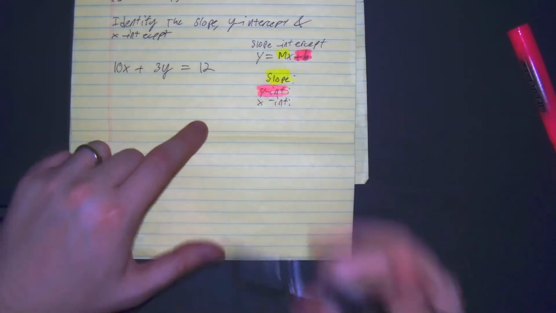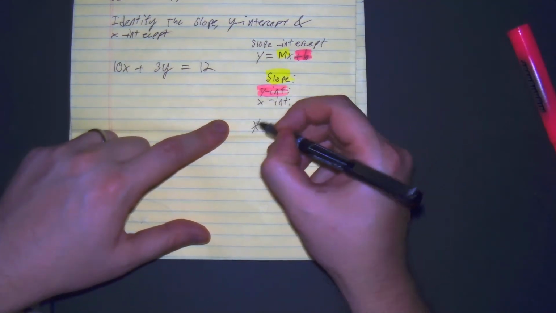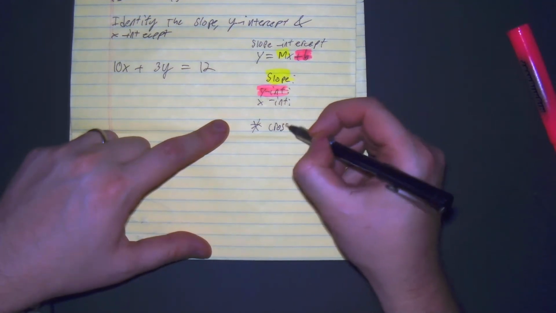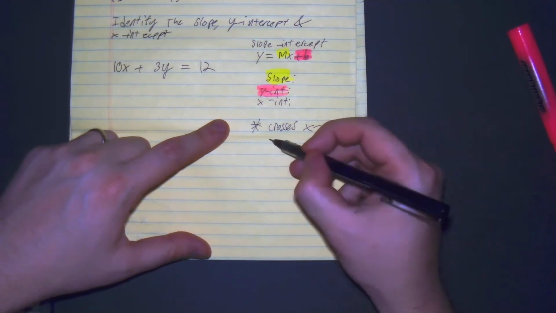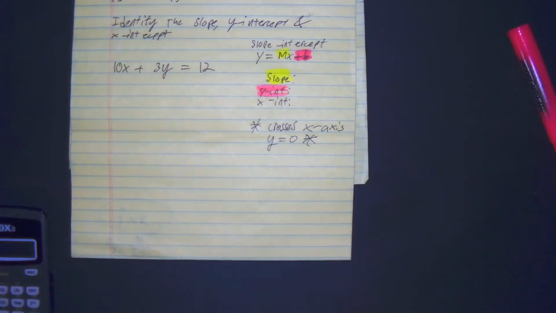And our x-intercept, as we've stated in the last few videos, is when it crosses the x-axis. In other words, y would have to equal 0. Let's get at it. Let's first isolate y and then go from there.